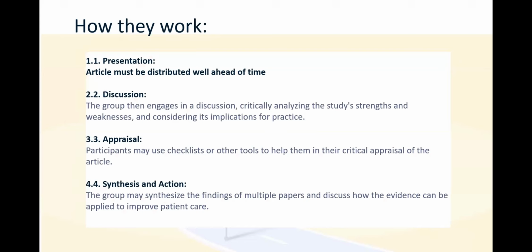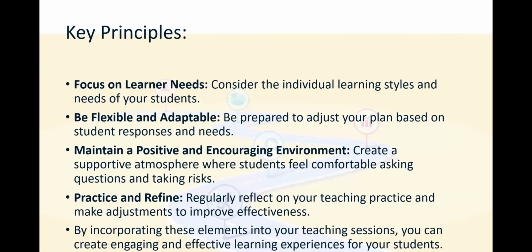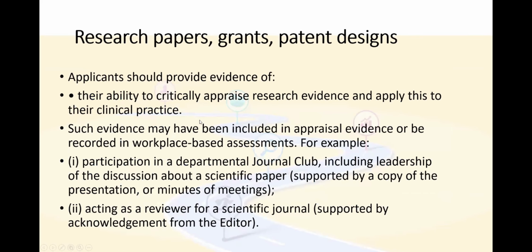So how does the journal club work? Presentation. Articles must be distributed well ahead of time so that everyone can have a look at the article. Then discussion, engage in the group discussion. Then checklist or appraisal, that critical appraisal. So for your research, the first and second would be filled in with this, that you can critically appraise and you can participate in the departmental journal club.